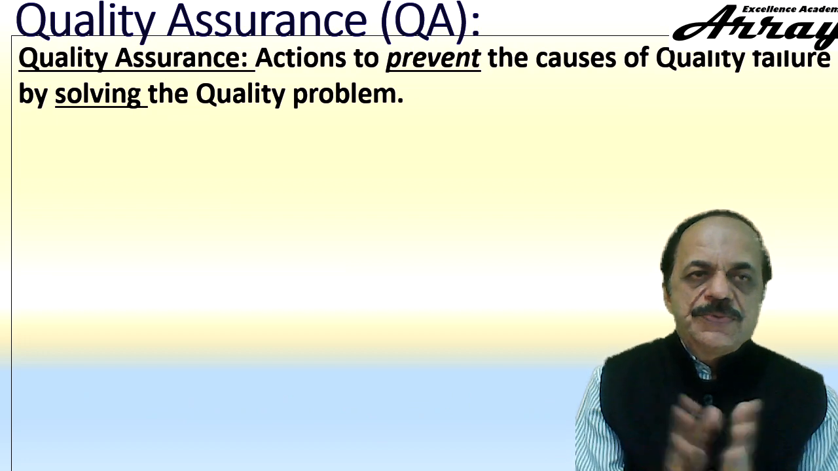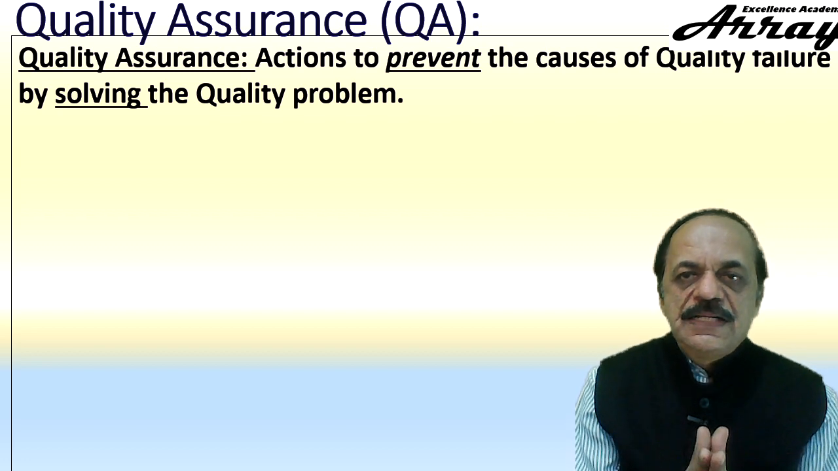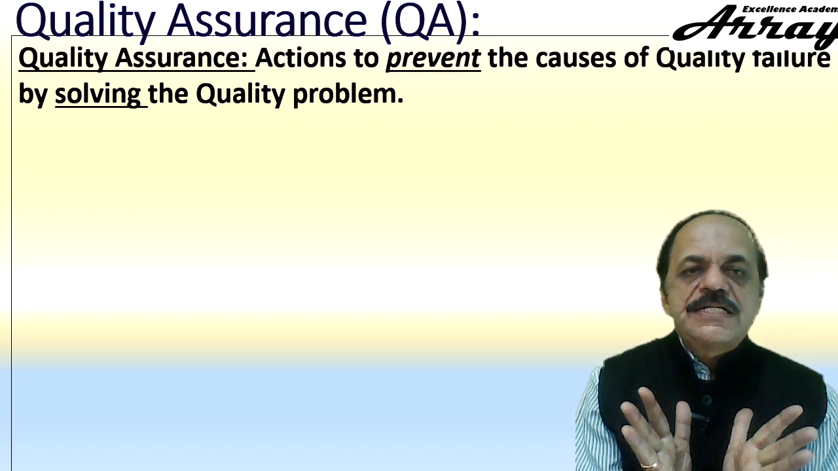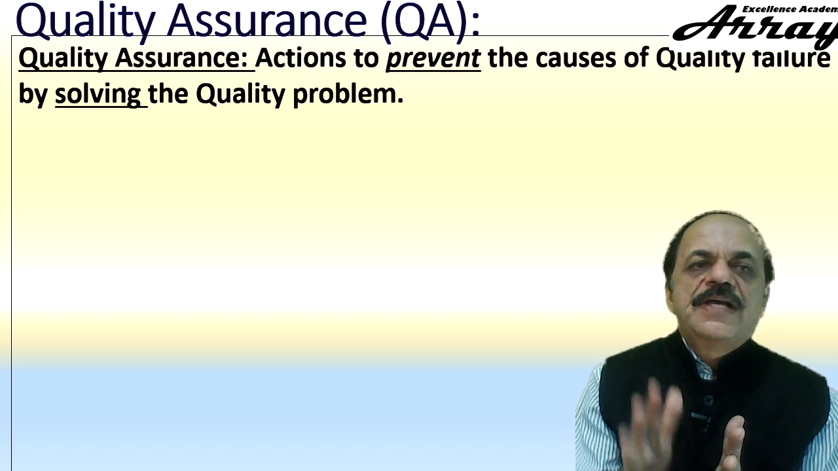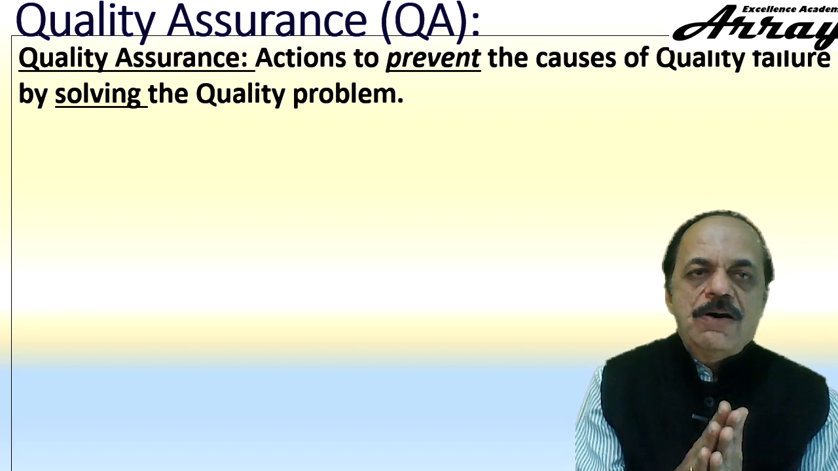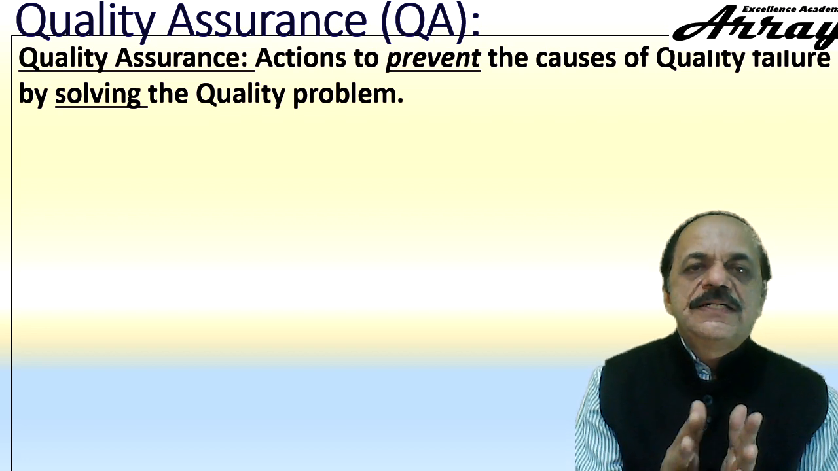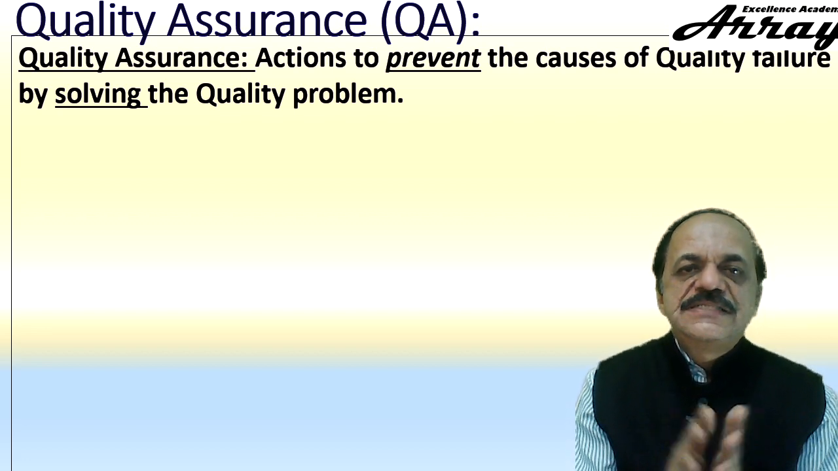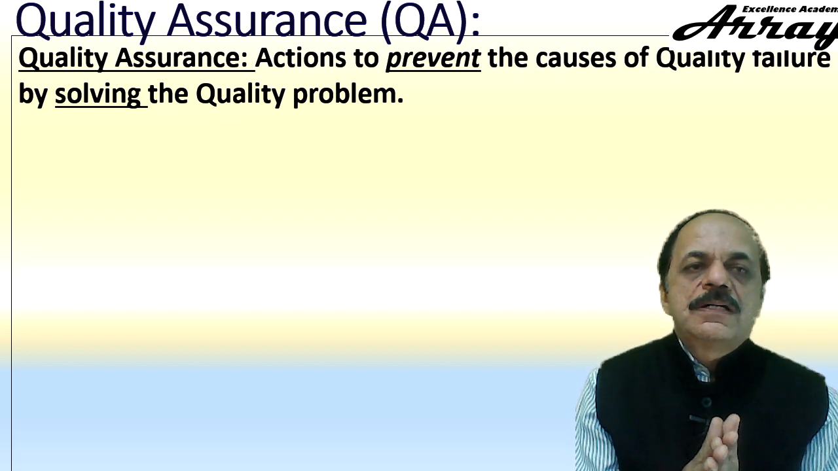Now we'll come to quality assurance, the second terminology. Actions to prevent, the keyword is prevent, the causes of quality failure by solving the quality problem is quality assurance. So in quality assurance, what do we do? We identify the causes of quality failure with the help of output from QC, and we take permanent actions to prevent these causes so that the defects do not occur at all. Means to say, in quality control, we do corrections, that is defect repair. In quality assurance, we do corrective action. Means that permanent action done to prevent the cause of failure so that failure does not reoccur at all.